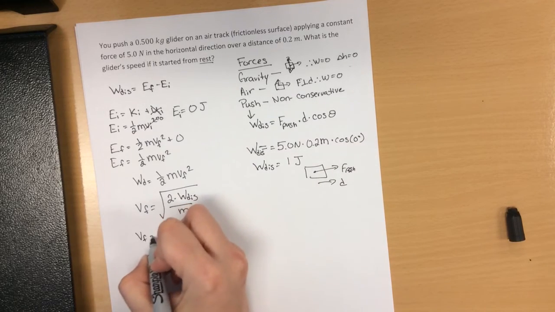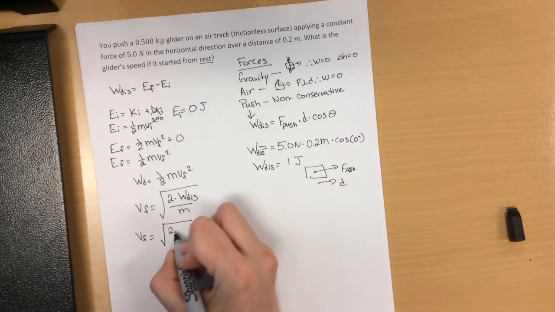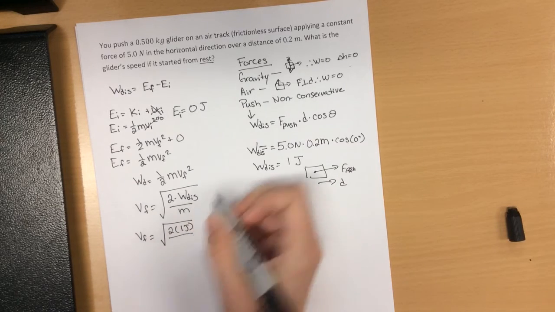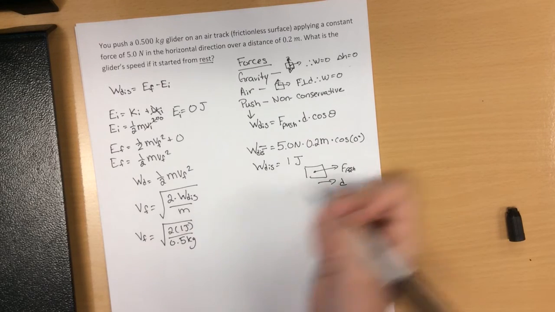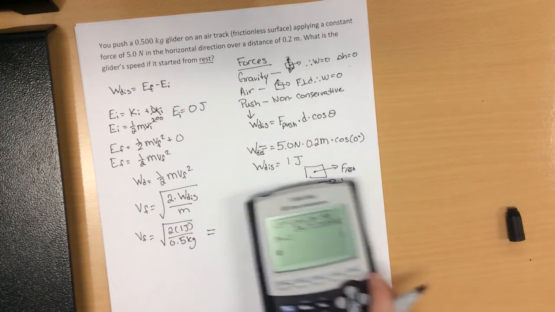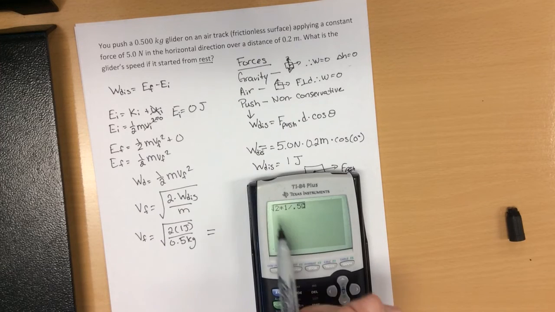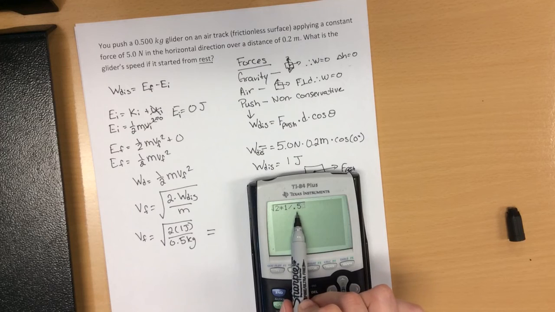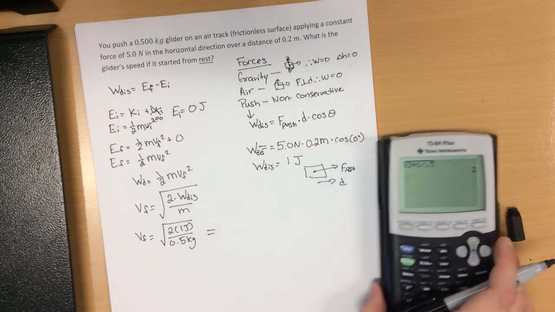So now we can go ahead and plug all that in. All right, just to double check our math, we can go ahead and take the square root of 2 times 1 divided by 0.5. That is 2 times the work we just found, divided by our mass, and we get a speed of 2.